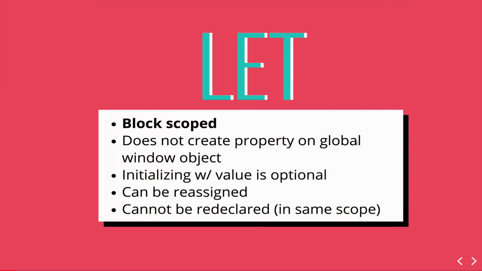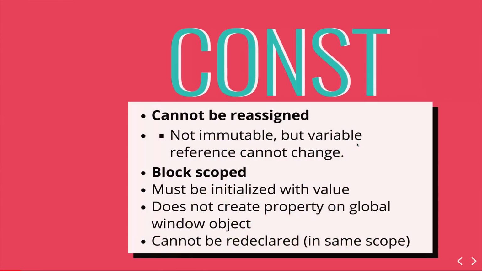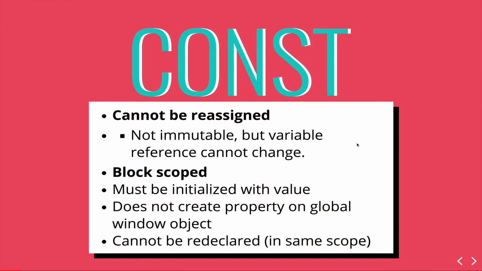Now let's talk about the main difference between let and const. They're both block scoped. const stands for constant. And the main idea behind it is that it's not supposed to change. Now that doesn't mean it's immutable. It can't change at all. It means that the reference that the variable is pointing to, sort of like the link in memory, can't change.